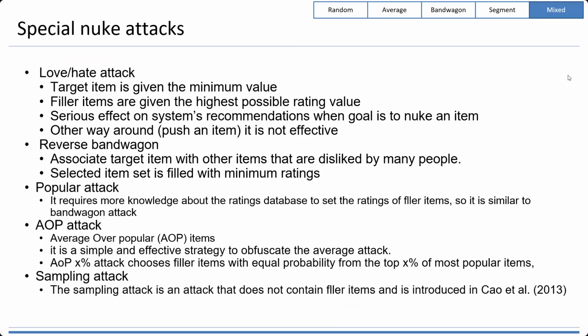And the special nuke attack. So it is very high knowledge. The special nuke attack means you need to define what is the love or the hate attack. If you love the product, give the high rating. If you hate that product, give a low rating.